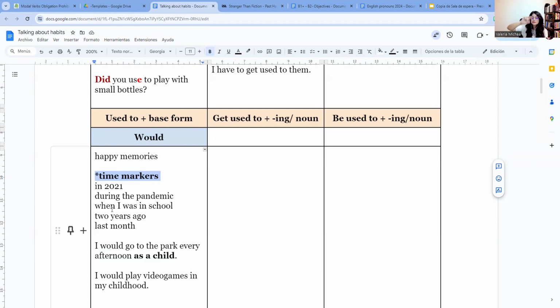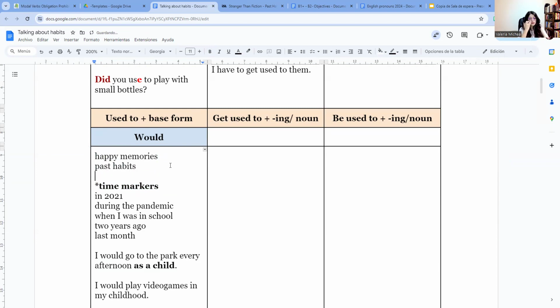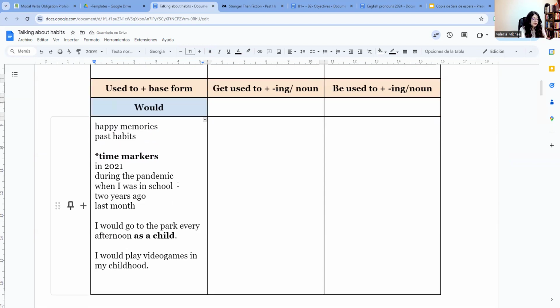So when you're using would, you usually use it to talk about happy memories from the past. And of course, it's to talk about past habits, things that used to happen when you were a child or in your past. But also it's very necessary to use it with a time marker so we know specifically that you are talking about the past.